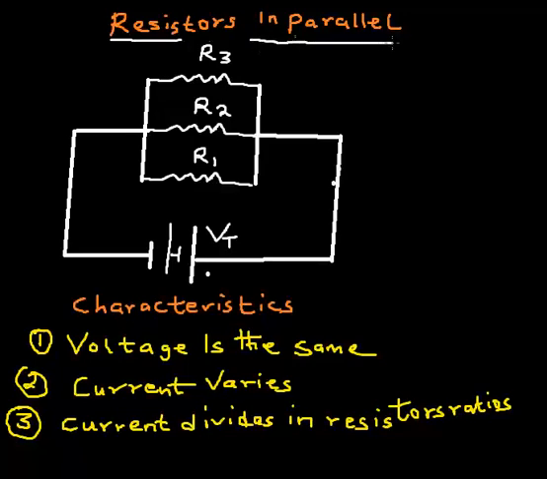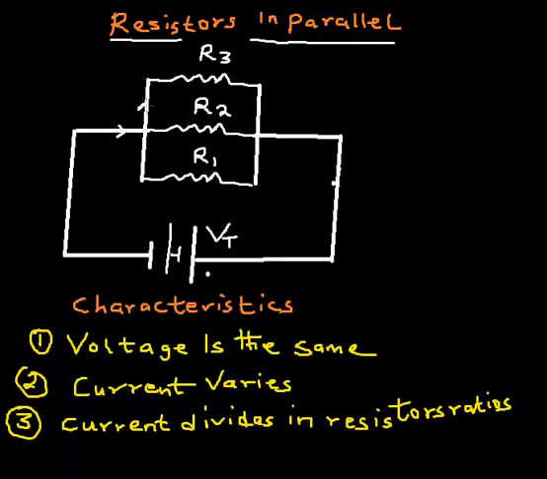Resistors are said to be connected in parallel if the current entering the resistors divides. For example, this is a supply voltage that flows through a parallel connection. To show that these resistors R1, R2, R3 are in parallel, the current will divide.